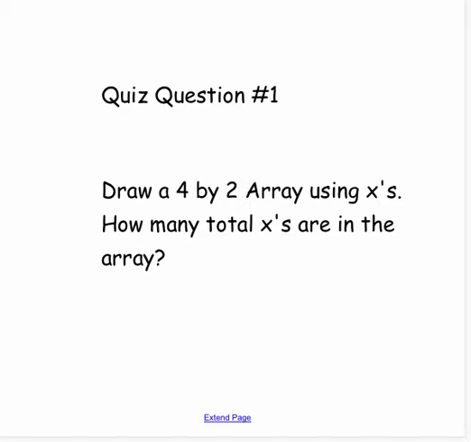Quiz question number 1. Please take out your math notebook, and I would like you to give this a try. Draw a 4 by 2 array using X's. After you get your array drawn, I want you to answer the question. And the question says, how many total X's are in the array? Please pause the video so you can solve the problem and then continue.